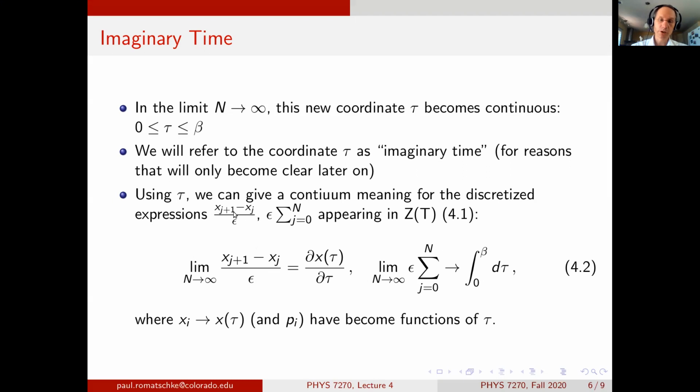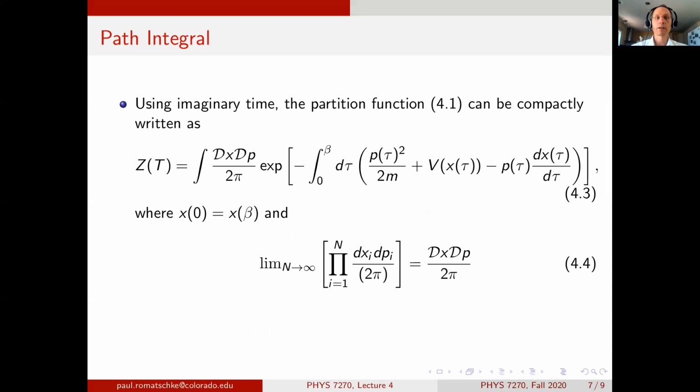All the position space entries as well as the momentum space entries will then take on a continuous form, such that instead of writing x index i, we'll write x as a function of tau, where tau basically replaces the discrete label i. Using this imaginary time coordinate, the partition function then can be compactly written in the following form. It's still an integral over an exponential. The exponential now involves an integral over tau instead of a sum. And instead of involving a difference, it involves the derivative of the coordinate x of tau with respect to tau.